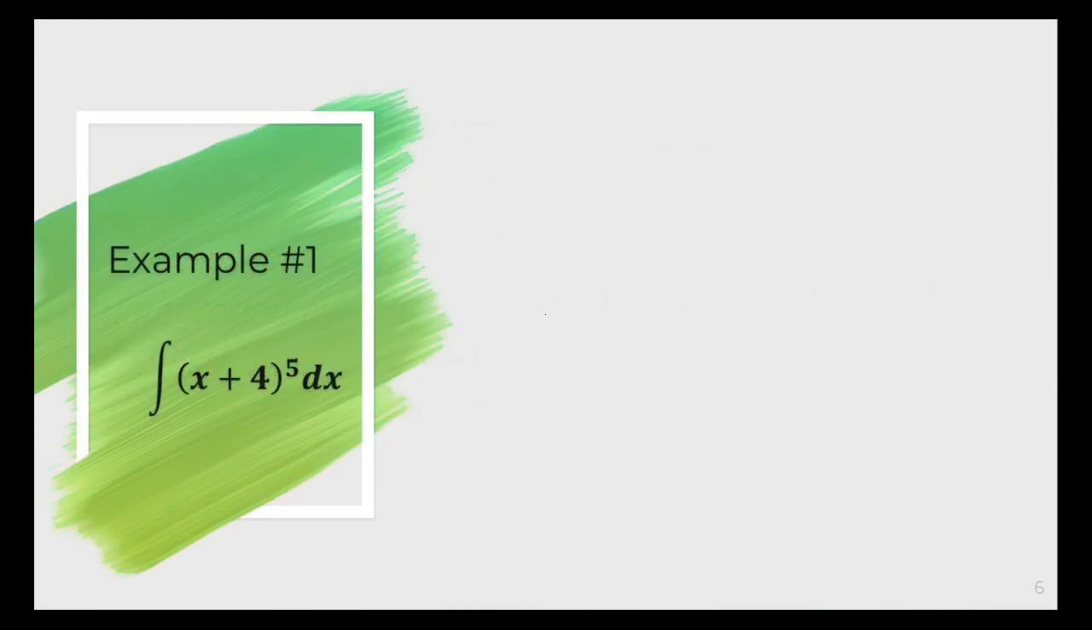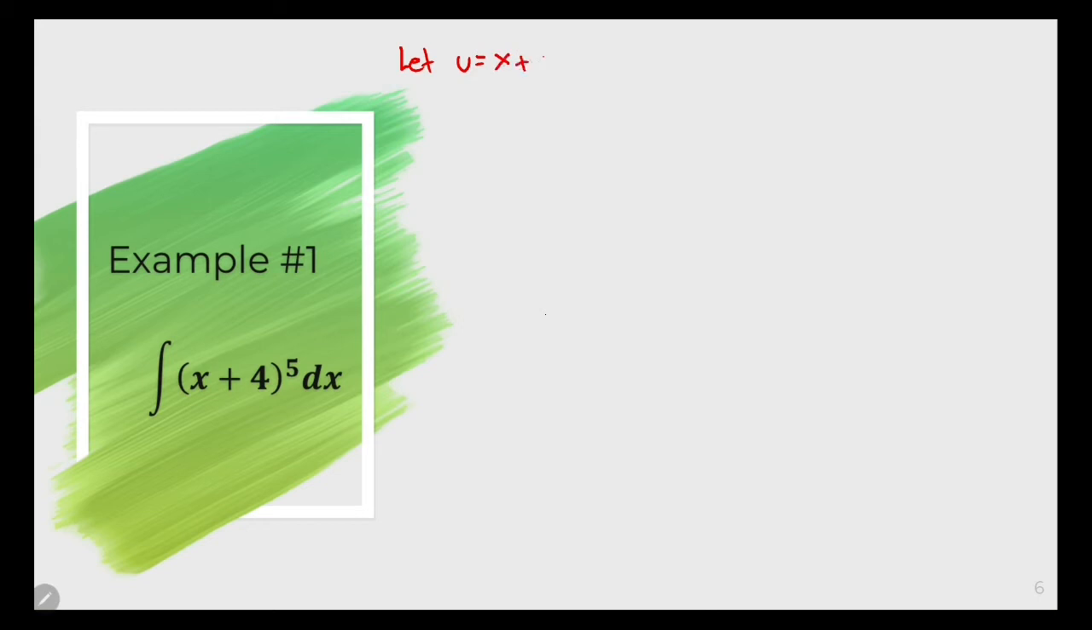Let's have an example. Example number 1, the integral of the fifth power of x plus 4 dx. For this one, we let our u, which is, remember, most of the time inside the parentheses or in the denominator. For this example, it involves parentheses, therefore inside the parentheses is our u, which is equivalent to x plus 4.